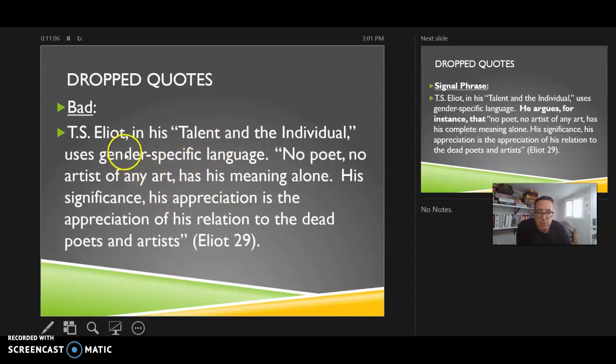Here's a dropped quote. T.S. Eliot, in his essay, Tradition and the Individual Talent, uses gender-specific language. There's my argument. Then I just have a quote. No poet, no artist, blah, blah, blah. So that's a dropped quote. That's a no-no, right? Because it's standing alone as a sentence, not connected to my argument.